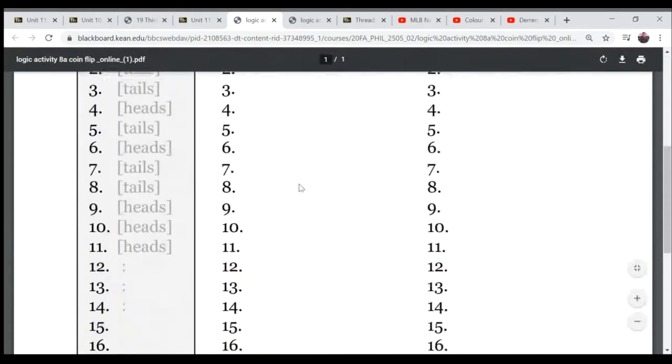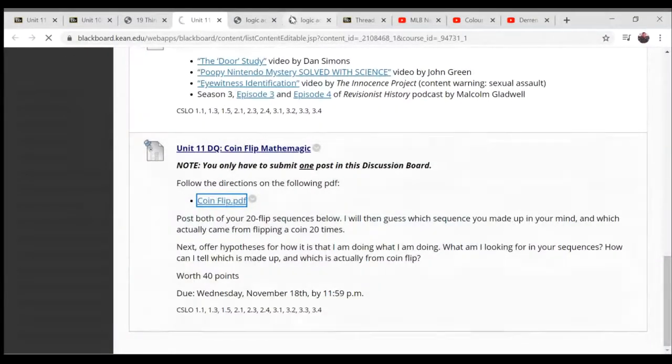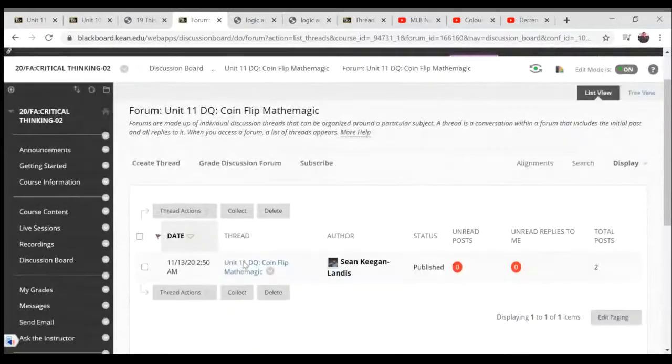And then what you'll do with this, if you scroll all the way down here, without letting any of us know which sequence is which, write down both sequences on this discussion board on Blackboard. I'll show you where you can go for this discussion board. I'll click on this. Here we go.